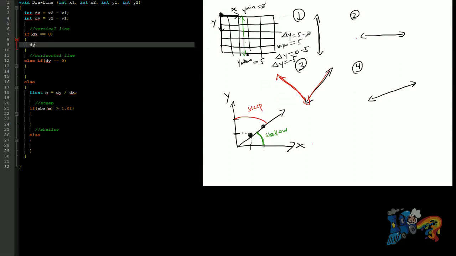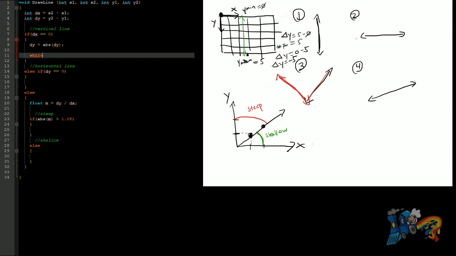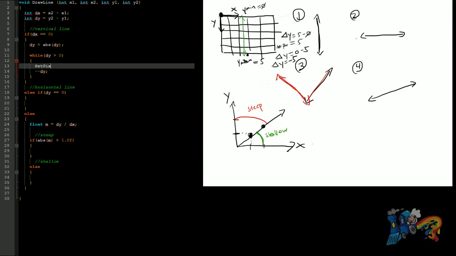The first thing we're going to do is take dy and set it to the absolute value of dy. So now we know that dy is at least going to be positive, right? Then we're going to say while our dy is greater than 0, so that means we're looping dy times, because I'm going to decrement dy each loop. For each iteration, we're just going to set a pixel where the x value stays the same, and the x1 and x2 values are also the same. That's why it is a vertical line. So I can pick either x1 here or x2, doesn't matter, right?